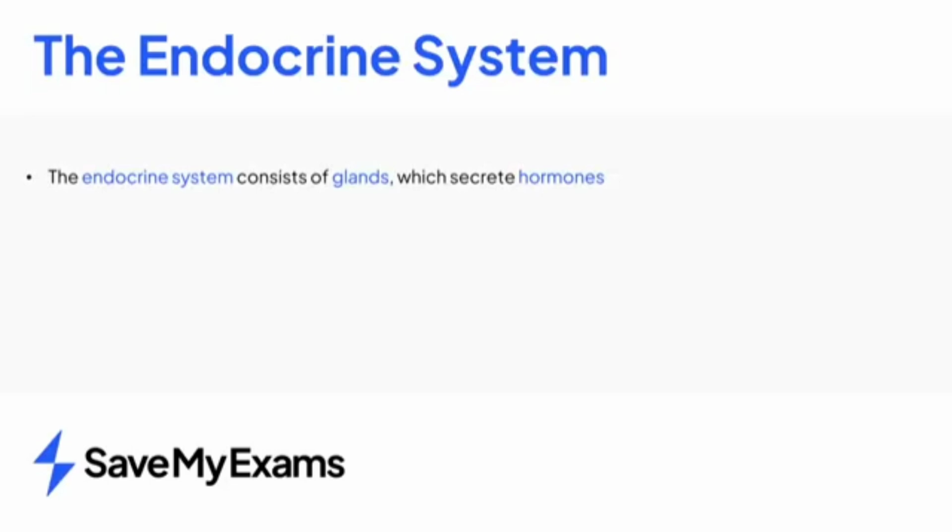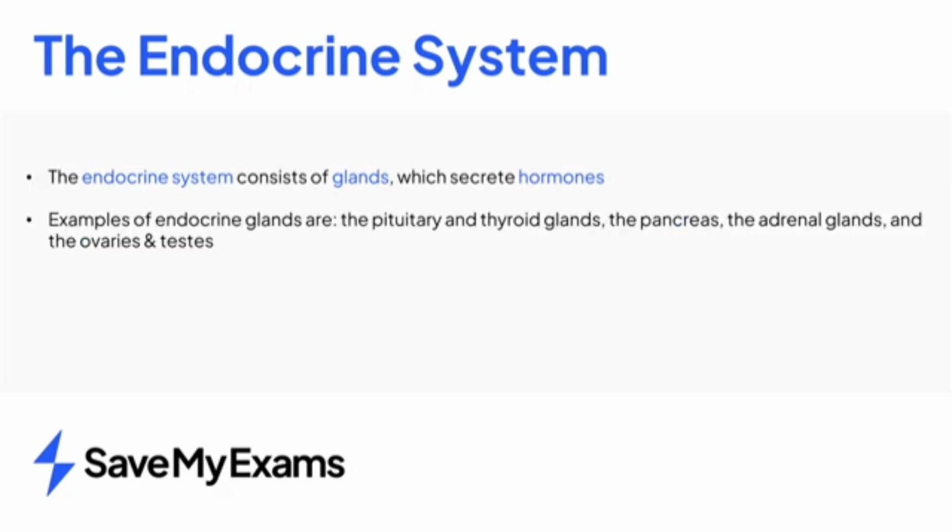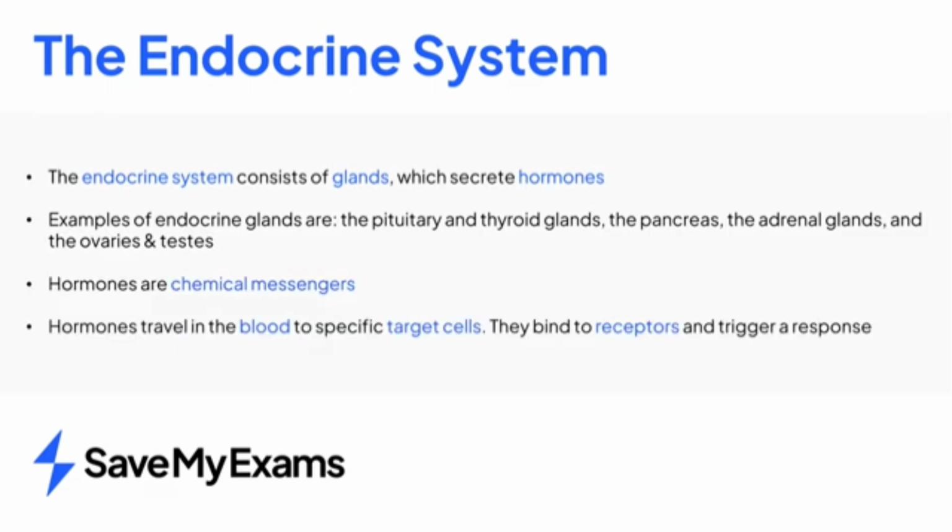In summary, the endocrine system is made up of the glands of the human body, which secrete hormones. Some examples of these glands include the pituitary and thyroid glands, the pancreas, the adrenal glands, and the ovaries and testes. The hormones they secrete are chemical messengers that travel in the blood to specific target cells, where they bind to receptors and bring about a response.